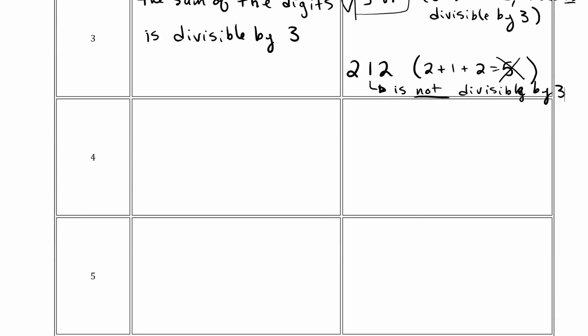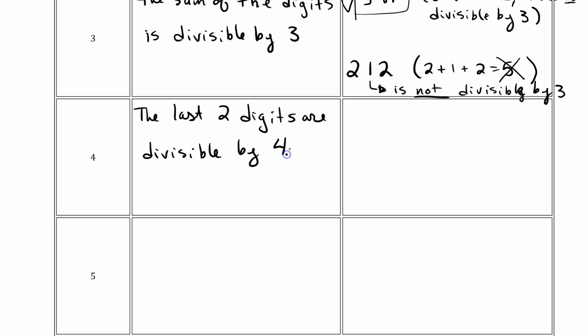We know that something is divisible by 4 if the last 2 digits are divisible by 4. So for example, 1,312. We're only looking at the last 2 digits. 12 is divisible by 4, so we know that 1,312 is divisible by 4.